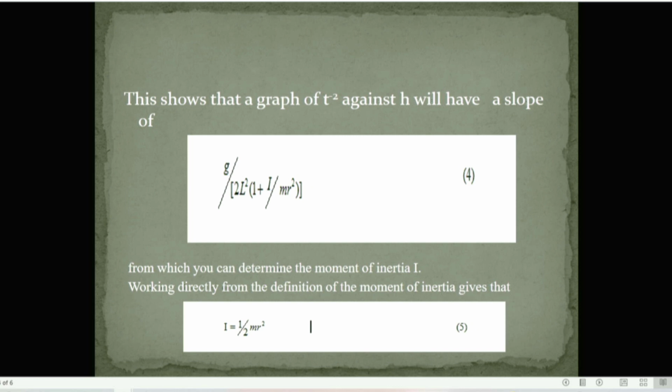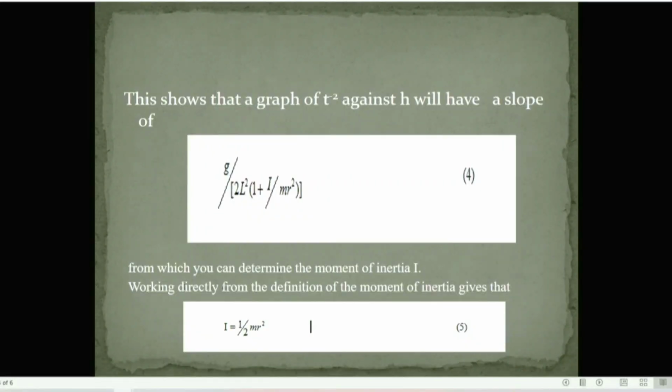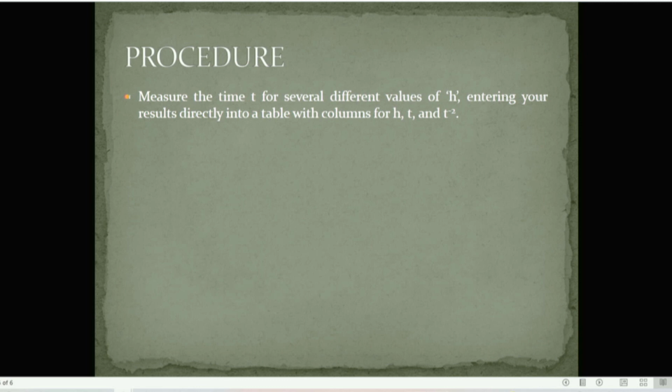So all you need to do in this experiment is vary h, the height of the inclined plane, vary the distance of fall of the cylindrical object, and time it with your stopwatch. Then for each height, for each length, you determine your t, and with a suitable graph and your slope, you obtain your moment of inertia. And you can see equation 5, I equals half m r squared. The procedure, I've explained it, I'm just showing it again.